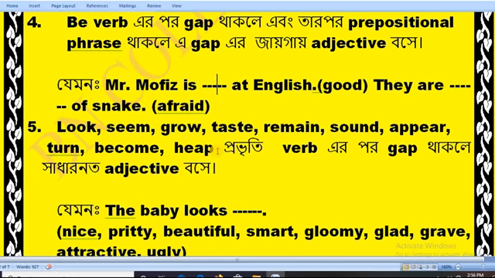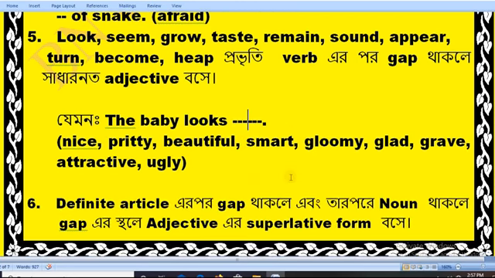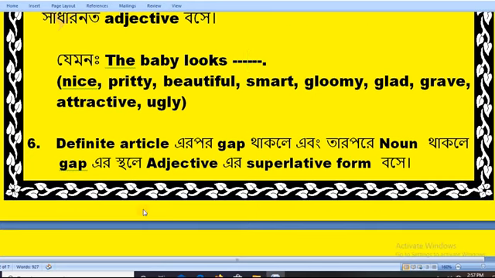Now rule 5. Look, seem, grow, taste, remain, sound, appear, turn, become. After these types of words, if you see any gap, then you have to use an adjective here. The baby looks pretty. The baby looks beautiful. The baby looks smart. These types of answers will be the correct answer.